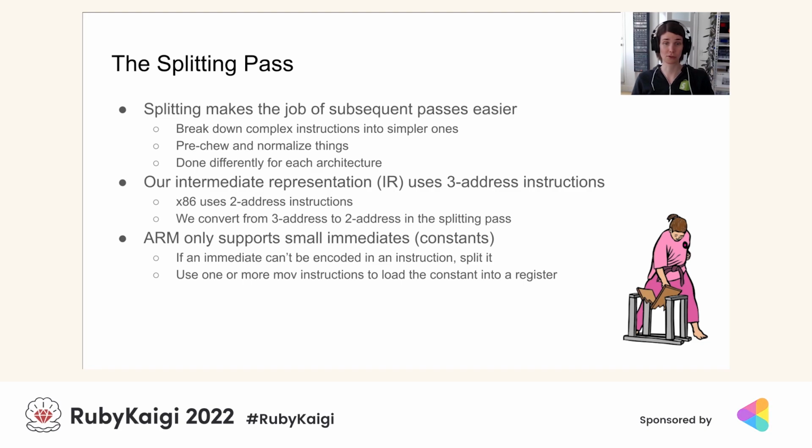Also, ARM only supports small immediates or constants in the machine code. So if we're not able to encode an immediate in an instruction, we have to split the instruction. And again, we do this by adding extra moves when necessary to load constants into registers.